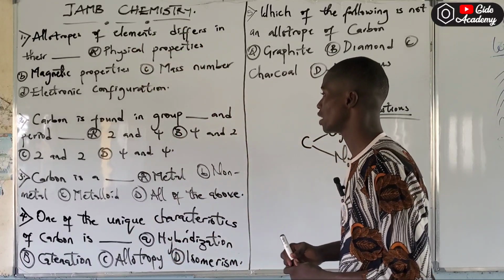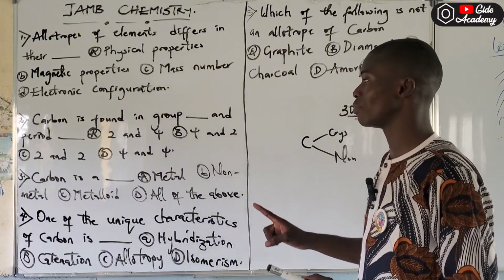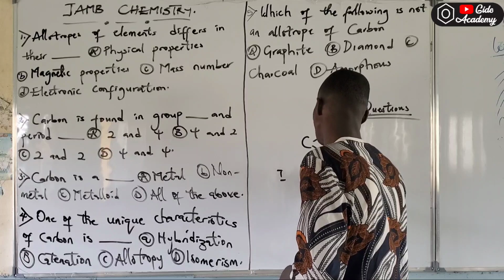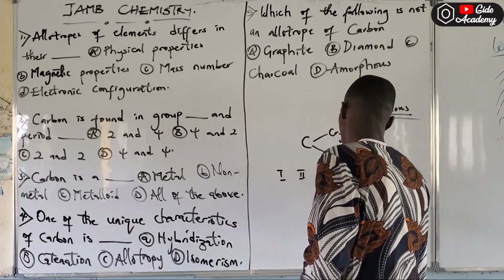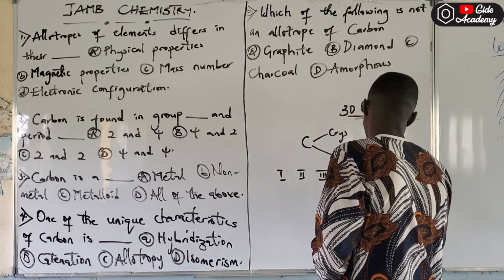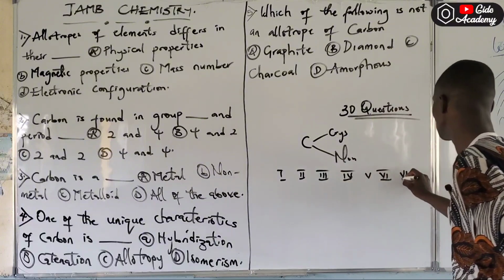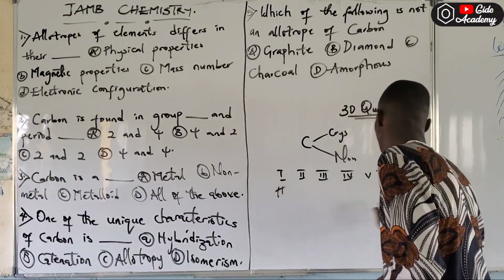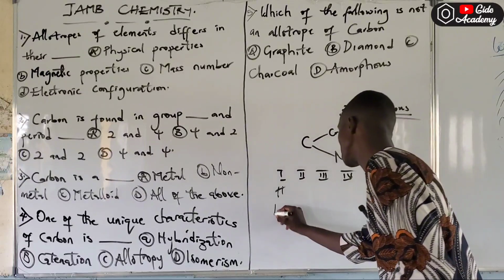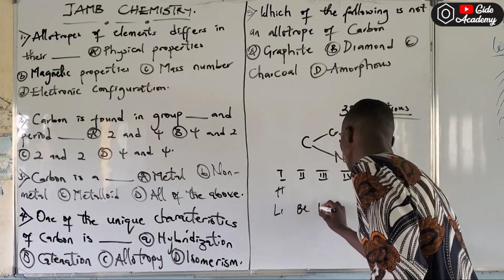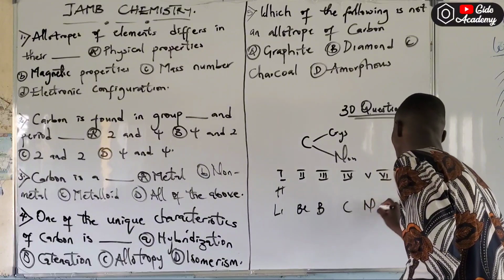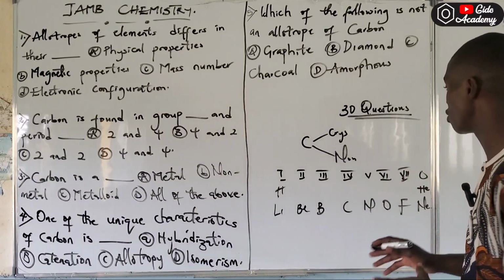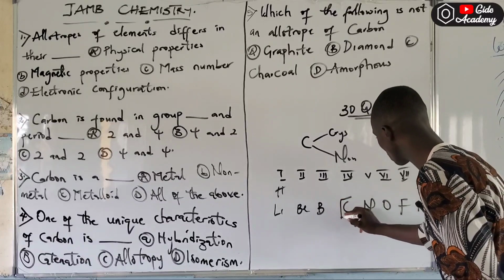Then the number 2 question we have there: carbon is found in group dash and period dash. Like what I said the last time, I drew the periodic table. Here is 1, here is 2, here is 3, we have 4, we have 5, we have 6, and group 0. So here will be my hydrogen, here will be helium, here is lithium, here is beryllium, boron, carbon, nitrogen, oxygen, fluorine, and here is neon. If you look at this arrangement very well, this is the element you are talking about.